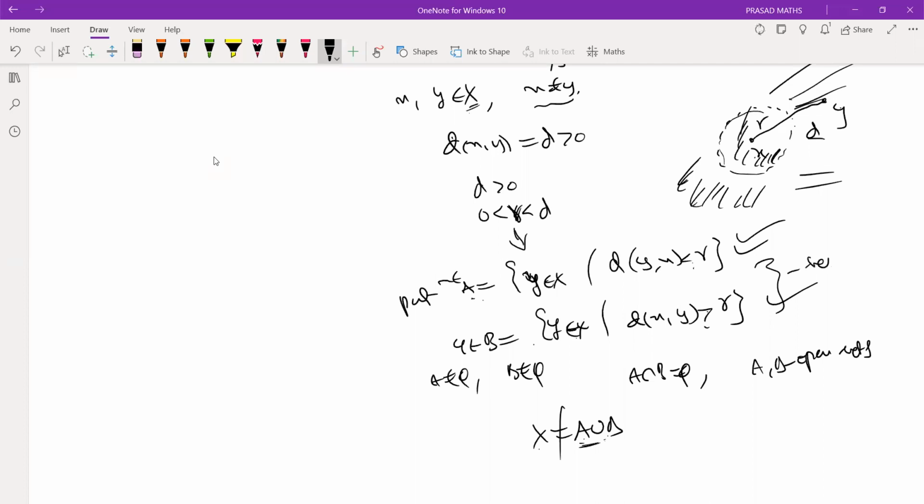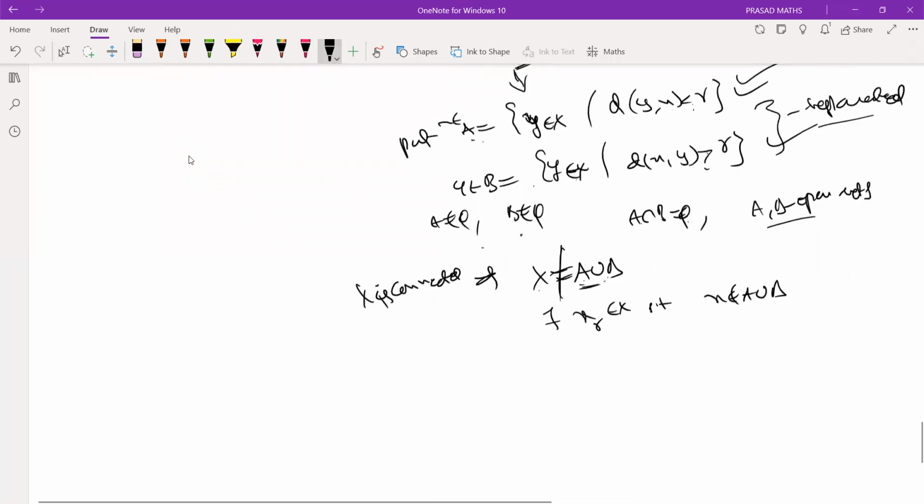These two are separated sets, two non-empty separated sets, because A and B are non-empty, A intersection B is empty, and they are open sets. Look at the last property: any two non-empty disjoint open sets are always separated sets. Once they are separated sets, X cannot be written as a union of these two, because X is connected. We cannot write the union, so we can pick a point x_r in X such that x_r does not belong to A union B. See, since r is given, a corresponding point comes, right?